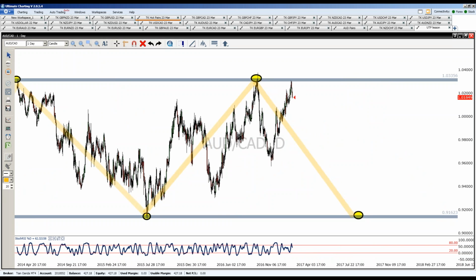The market might be waving down now, all the way to that support. And that would give us our downtrend. Alright, does it make sense so far? Is everybody with me up to this point?